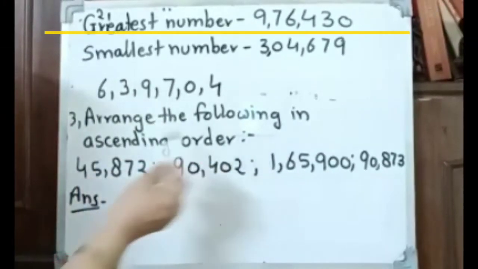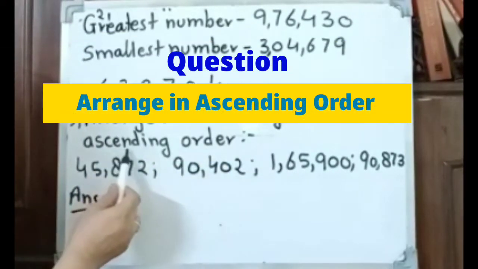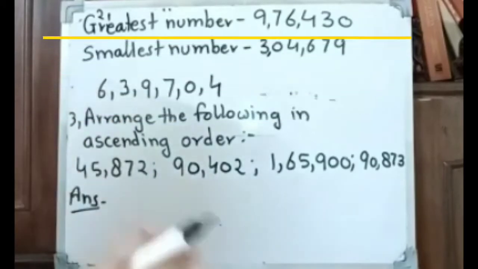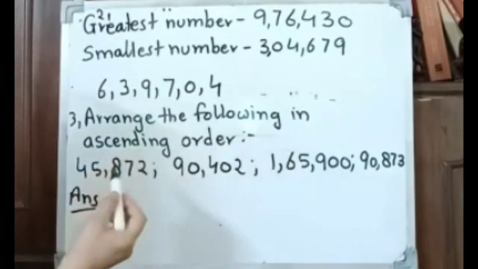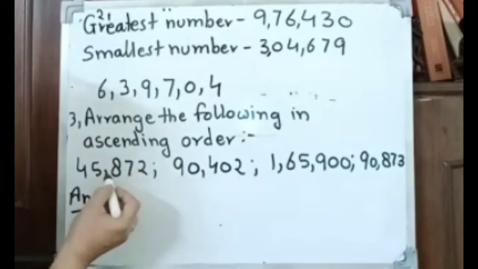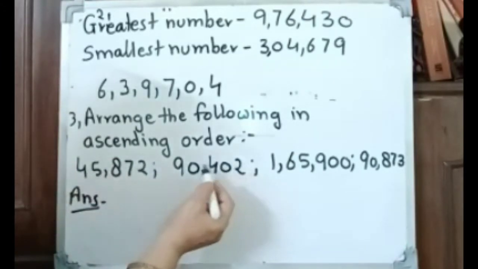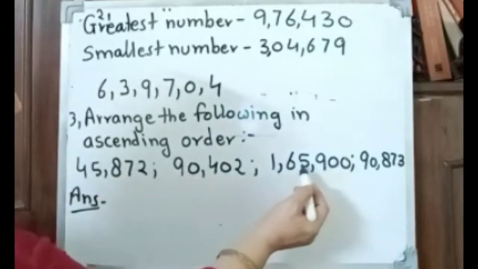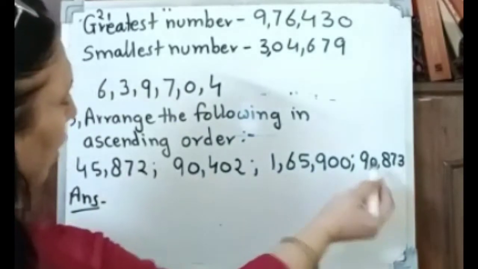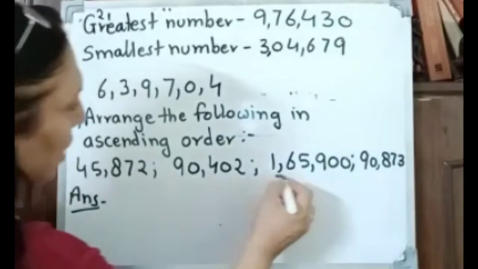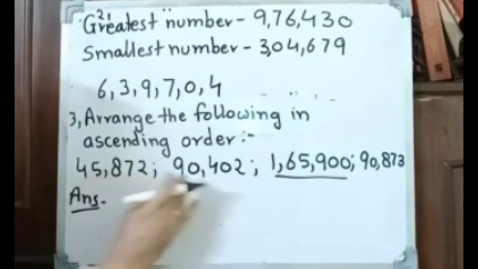Arrange the following in ascending order. Ascending order means smaller to bigger. For that, we have two rules. First, count the digits. First see which one is greater. 1, 2, 3, 4, 5. 1, 2, 3, 4, 5. 1, 2, 3, 4, 5, 6. 1, 2, 3, 4, 5. It means that this one is the greatest one. Now you compare these three.